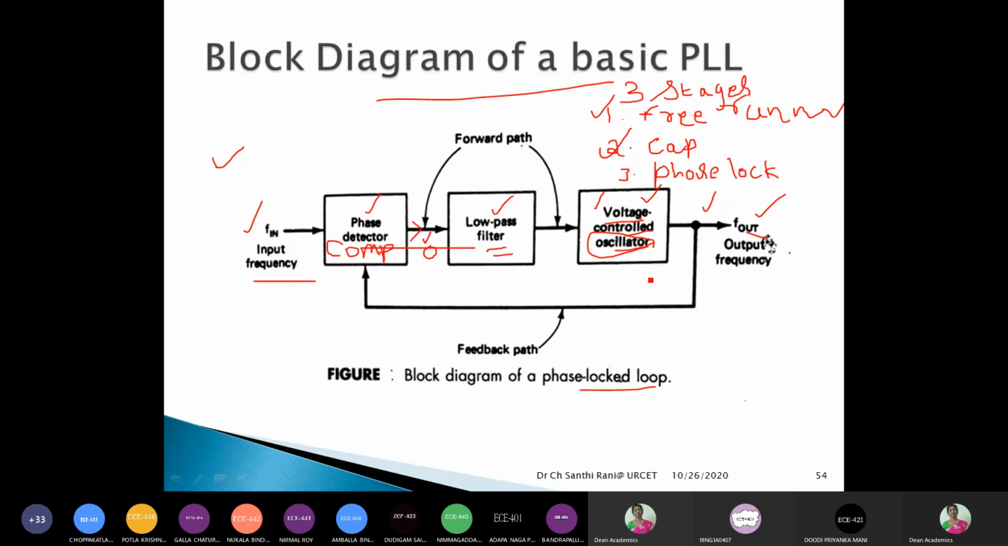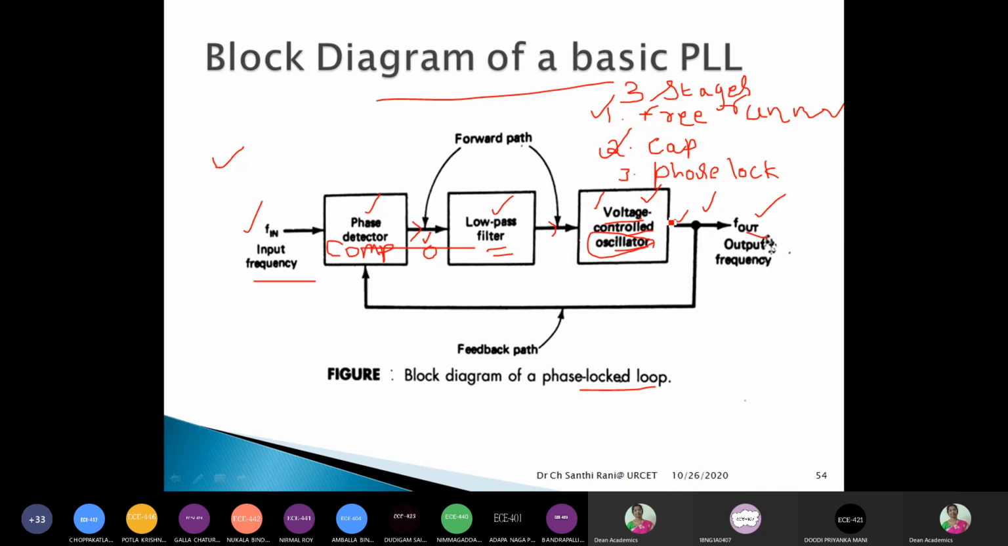right? You can observe here, you apply the input frequency, then the phase detector will give some output DC voltage signal, then the low pass filter will allow those frequencies to pass, and then the voltage control oscillator, based on the output of this low pass filter, will give its output frequency. Again, that is fed back to the phase detector or comparator. Now again, these two are compared, and the error will be reduced. Like that, this loop is continuously repeating.